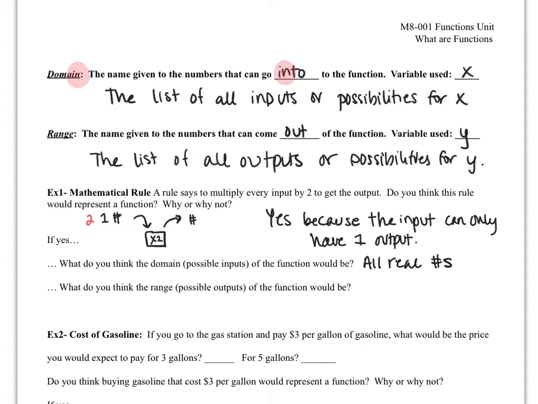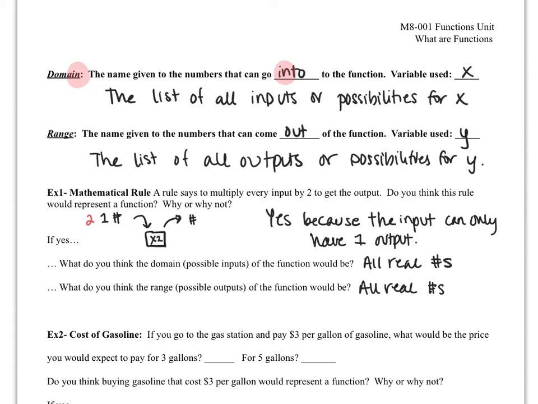My outputs would also be all real numbers because it's possible to get out a whole variety of different kinds of numbers. Now you might be thinking, well, if we're going to multiply by 2, then my outputs are always going to be even. That would be true if the numbers that I were putting into the function were just integers, like 1, 2, -5, -7. If you were to take those types of numbers and multiply by 2, then you're always going to get out an even number.